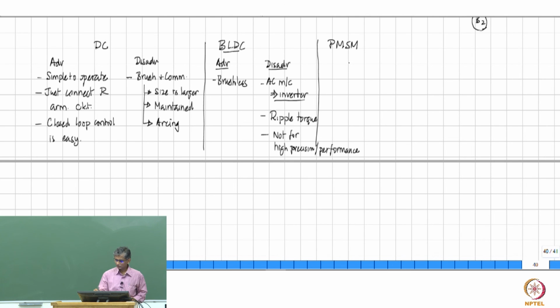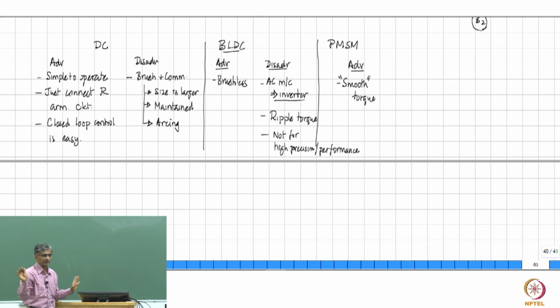Whereas, if you go for this, the advantage is that you get smooth torque. Smooth within quotes because you are going to be giving a switching waveform. There will be some high frequency ripple. You can't avoid it. Okay. So within that constraint, yes, you have a fairly smooth torque that can be generated, and therefore it is very suitable for high performance applications.